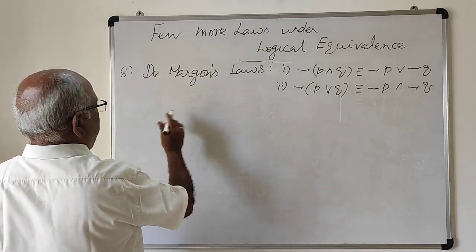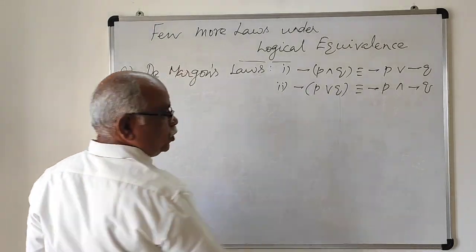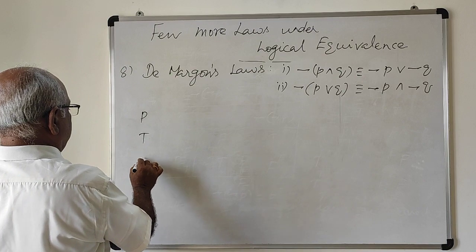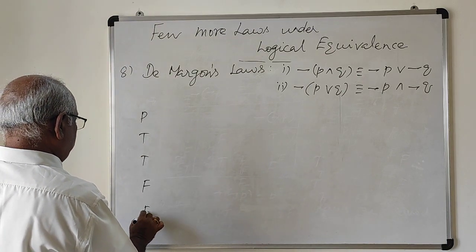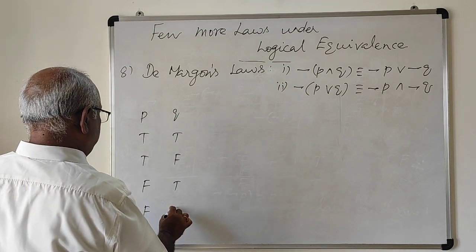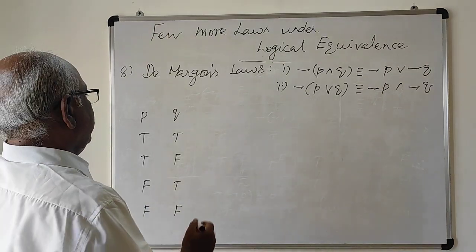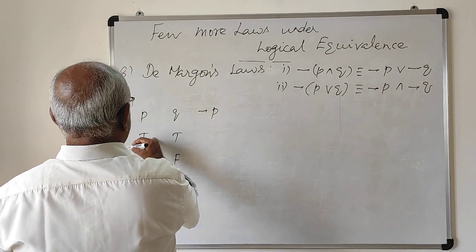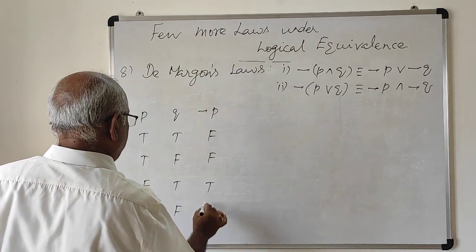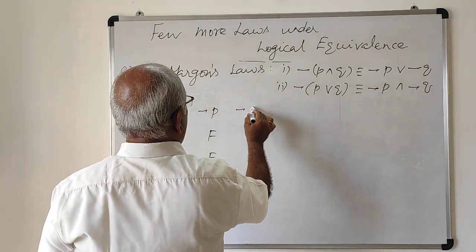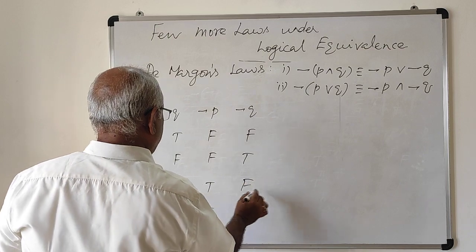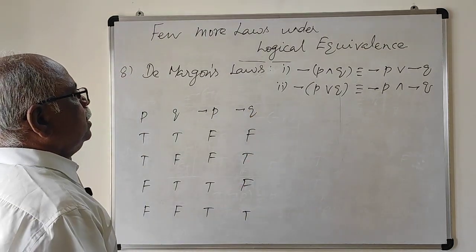We derive these De Morgan laws by using truth tables. Since we are having two variables P and Q, we have four rows. The first column is P: T, T, F, F. Next one is Q, alternately T, F, T, F. Next, negation P: T, T, F, F becomes F, F, T, T. And negation Q: replace T by F, F by T. This is negation Q.